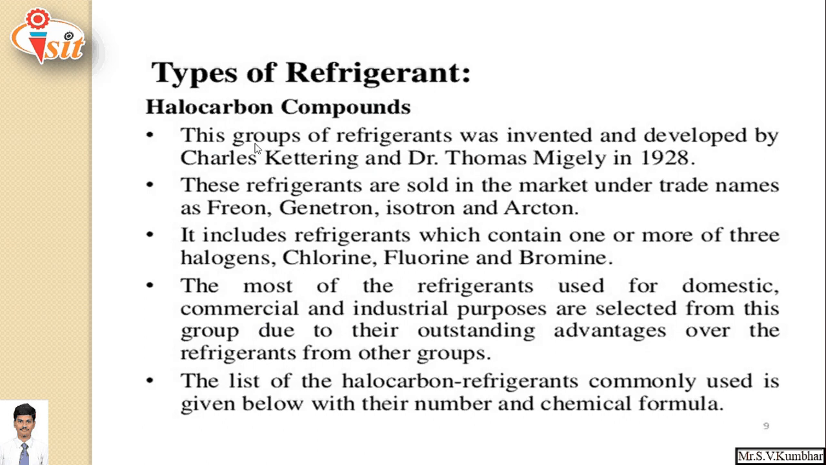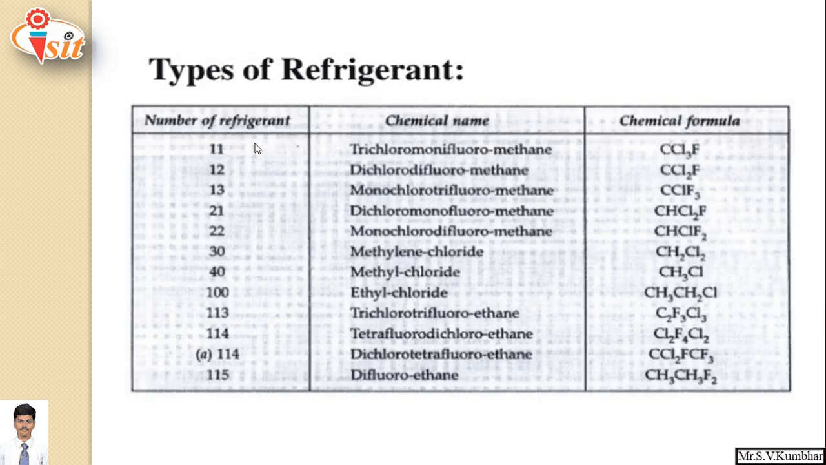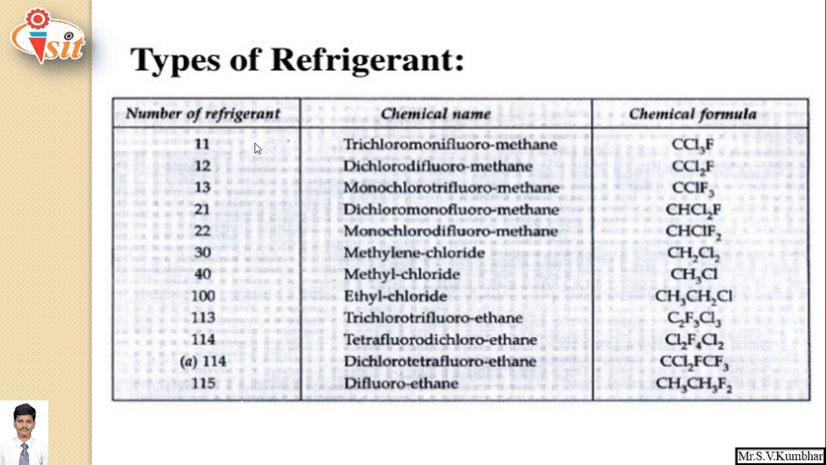The list of halocarbon refrigerants commonly used is given below with their chemical formulae. This is the list. R11 trichloromonofluoromethane, its chemical formula is also given, CCl3F. R12 dichlorodifluoromethane. R13 monochlorotrifluoromethane. R21 dichloromonofluoromethane. R22 monochlorodifluoromethane.